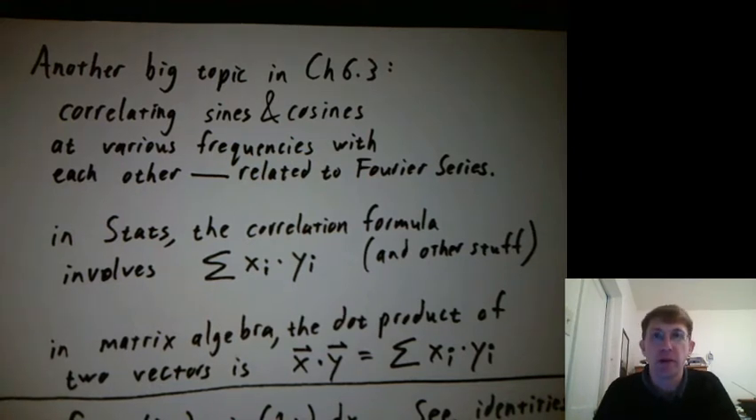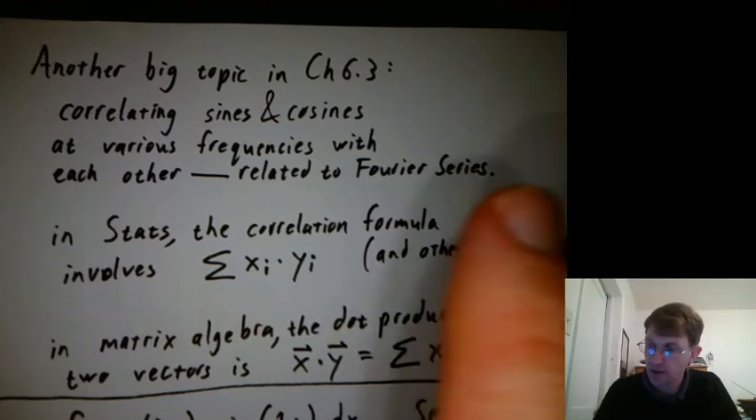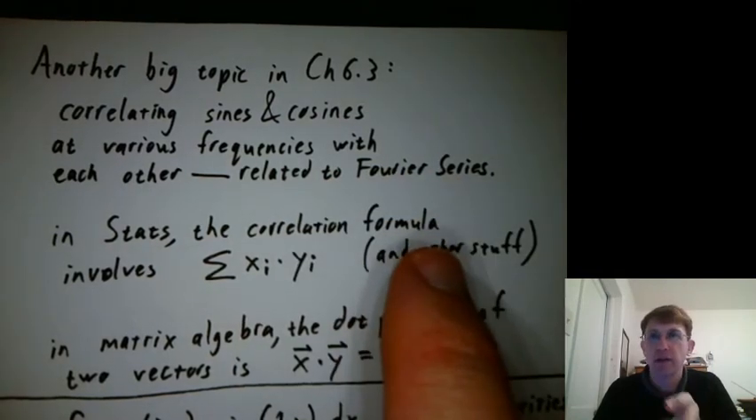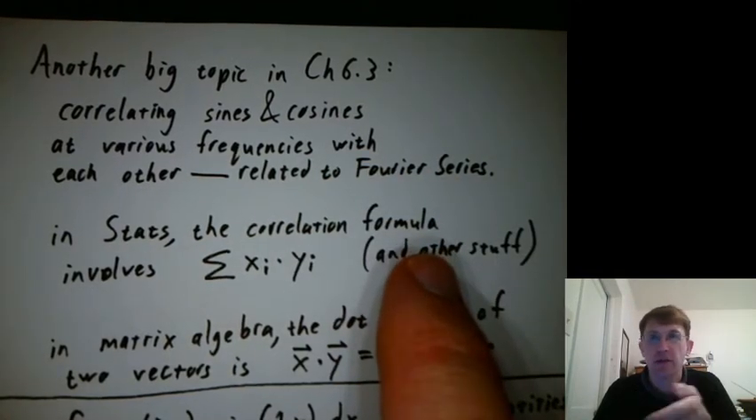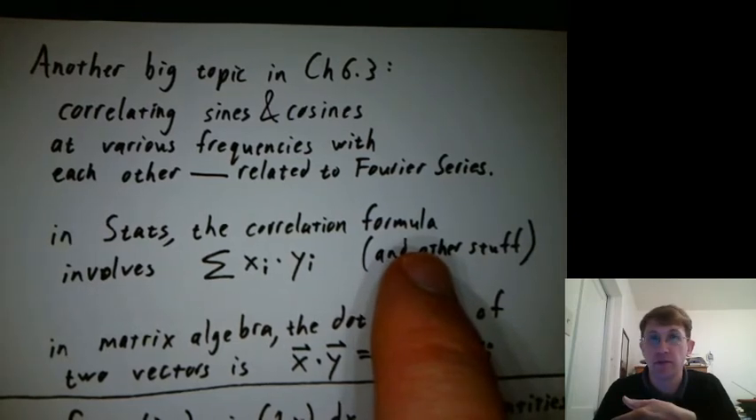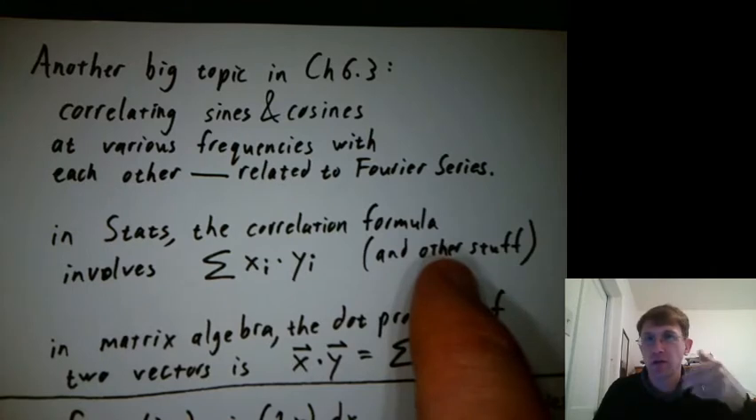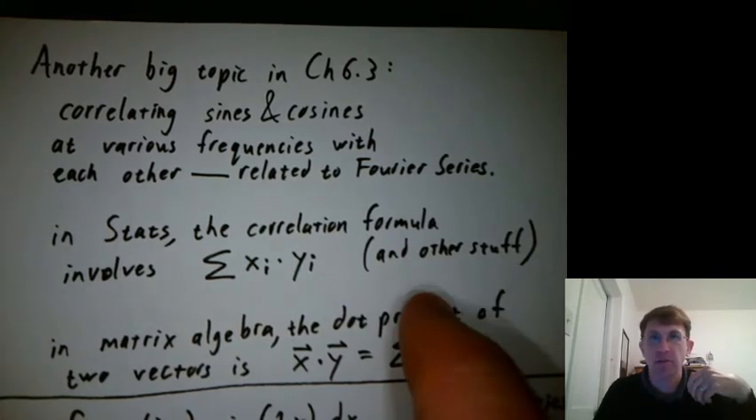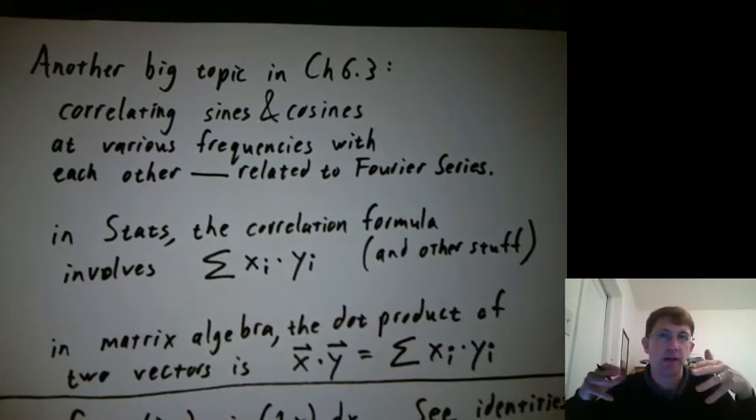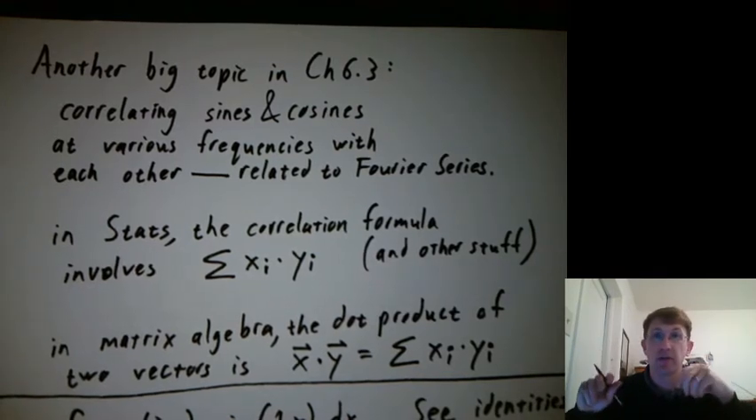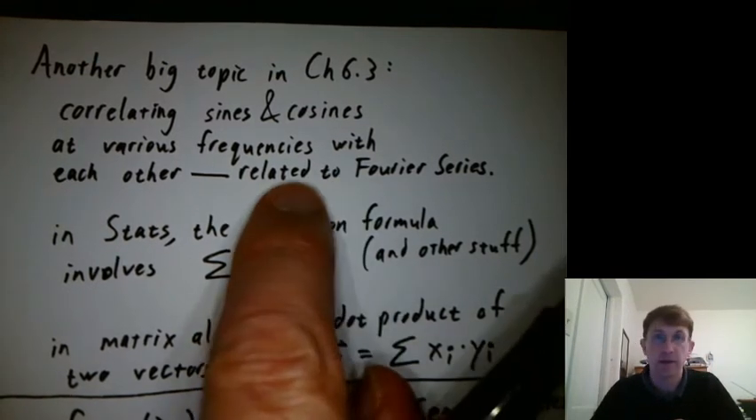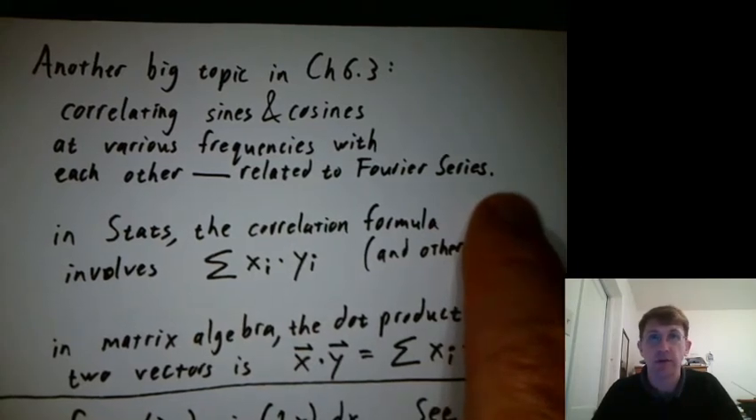All right, the other big topic we're going to handle in the Trig Identities integration chapter, chapter 6.3, is correlating sines with sines, sines with cosines, cosines with cosines at various frequencies. We might have a signal coming in from a radio or over a microphone or something, and we want to say how related is that to another signal, or how related is that to kind of a pure signal like a sine or cosine. So that's an idea related to Fourier series, which we'll talk about later.